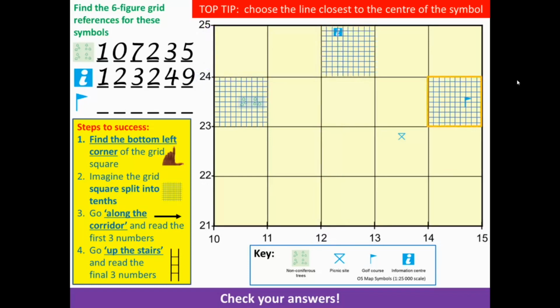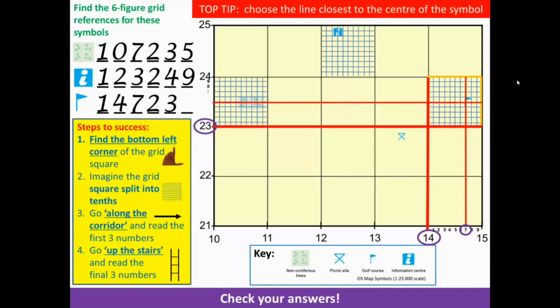And then finally we have the golf course, along the corridor to 14, 7, and then up the stairs to 23, 5. 147235 gives us the six-figure grid reference for the golf course.